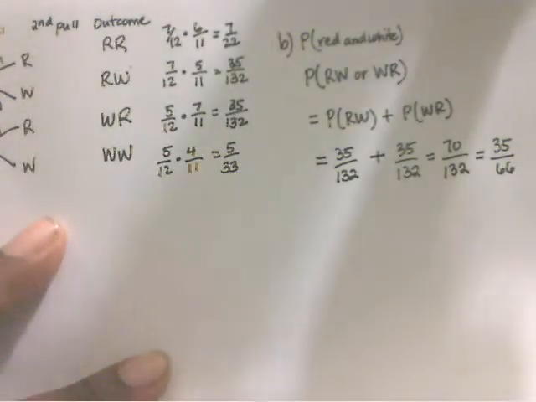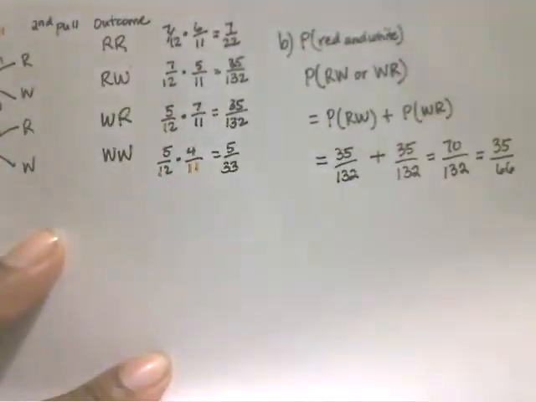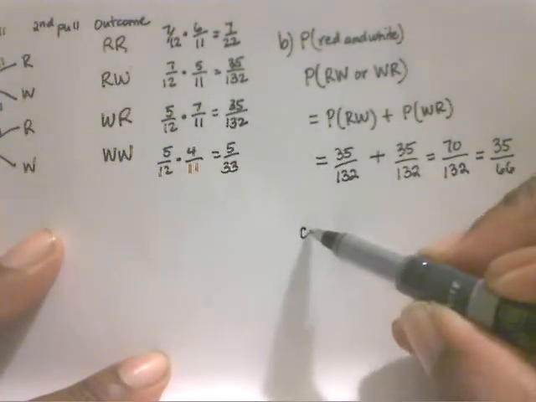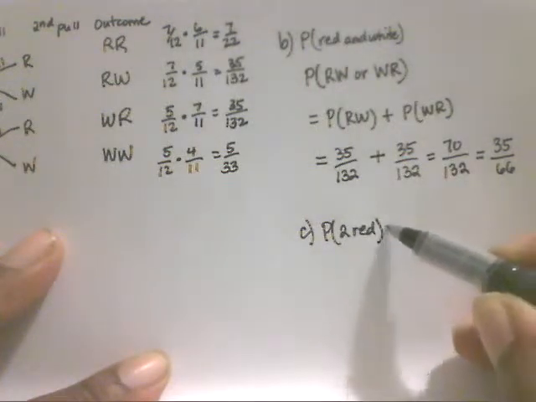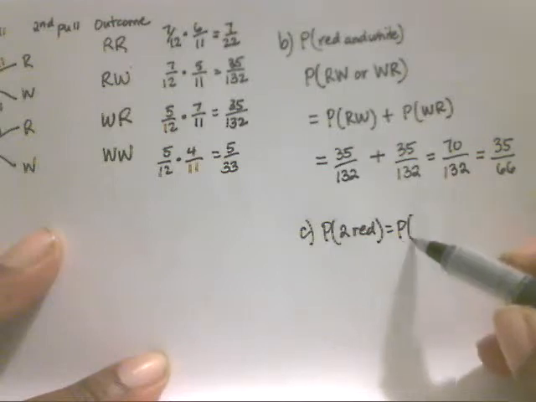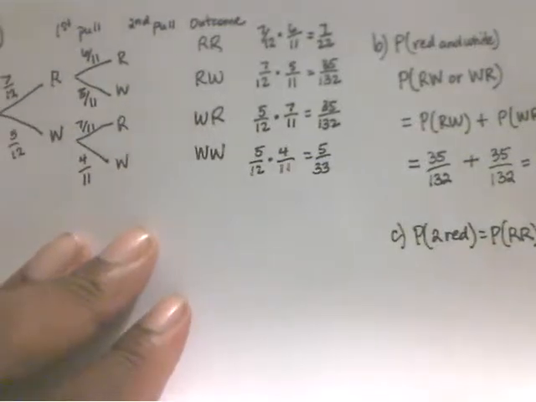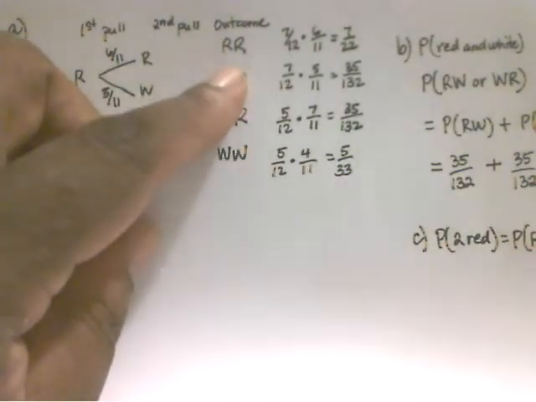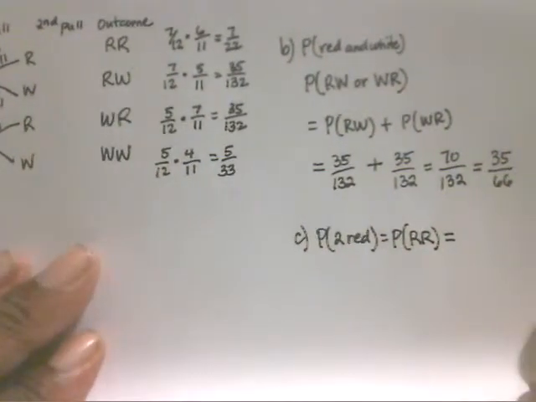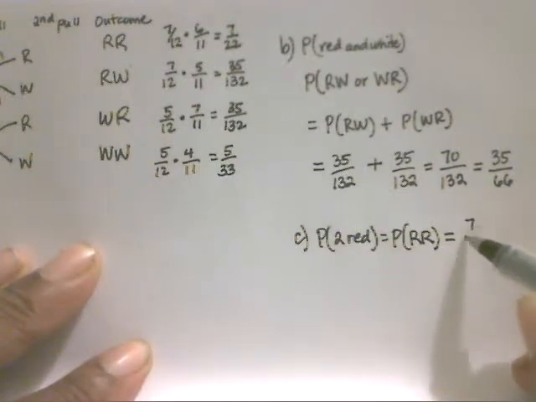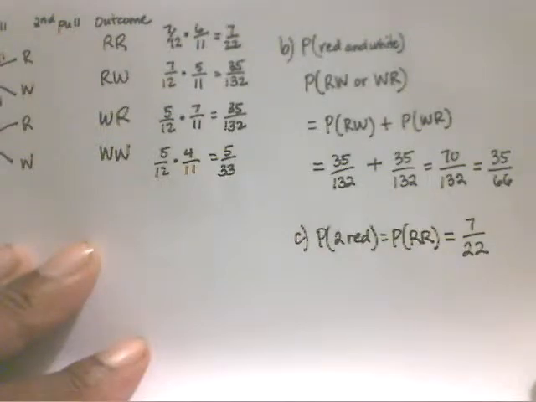Okay, now part C, you're asked what's the probability of selecting two red gumballs. Okay, so here we want the probability of selecting two red gumballs, which is the same as saying the probability of a red and a red. Well, there's only one outcome for that, a red and a red, and its probability came out to be 7 over 22. So the probability of selecting two red gumballs, that's simply 7 out of 22.